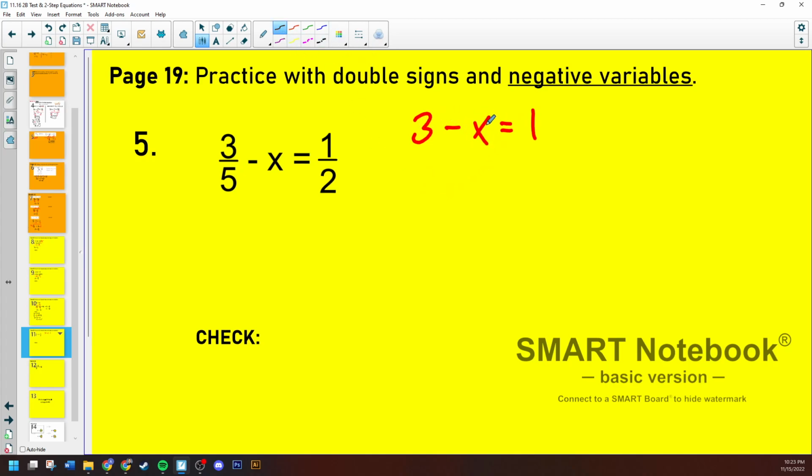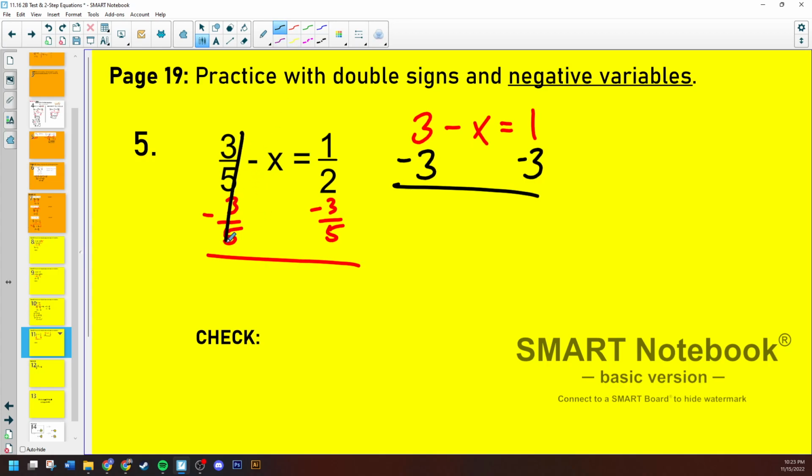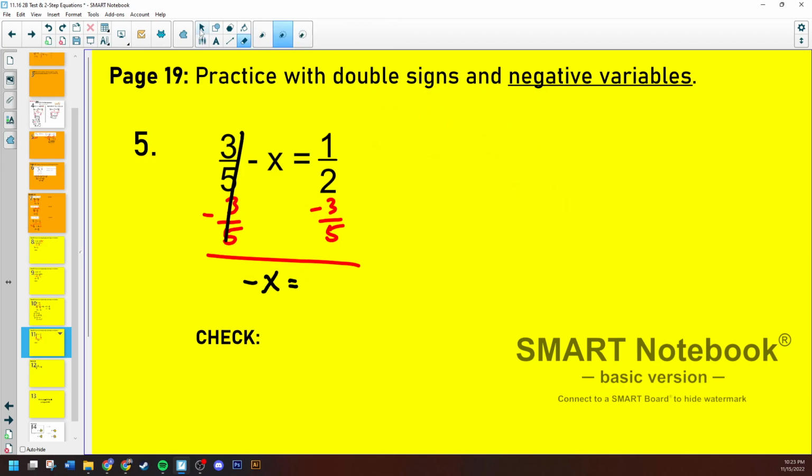We have 3 minus x. Well, to cancel out this 3 that's here, we need to subtract 3. Okay, and that would leave us with negative x equals, so again, we know what we're going to do. We're going to do subtraction. So I'm coming over here, and I'm going to do minus 3 fifths. Minus 3 fifths. Okay, so that's going to leave us with nothing here. We'll have negative x is equal to, well, we need to do some fraction work, right? So let me erase this, and I'm going to bring my fraction work over to the side. I have 1 over 2 minus 3 over 5. So I'm subtracting with fractions.